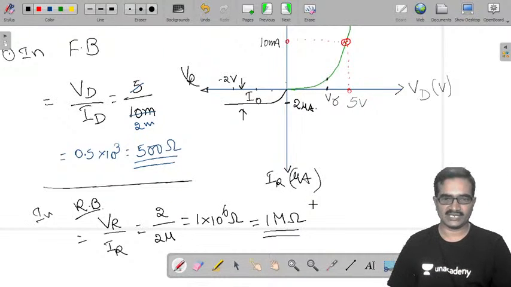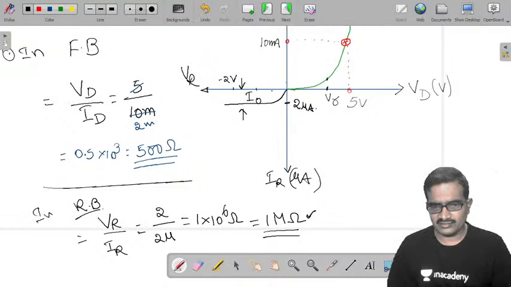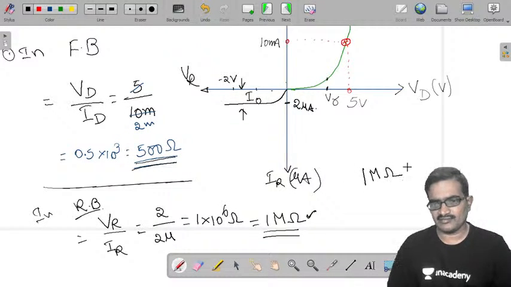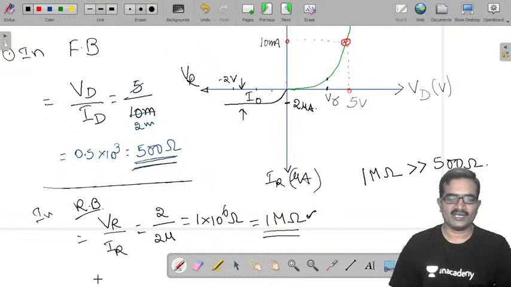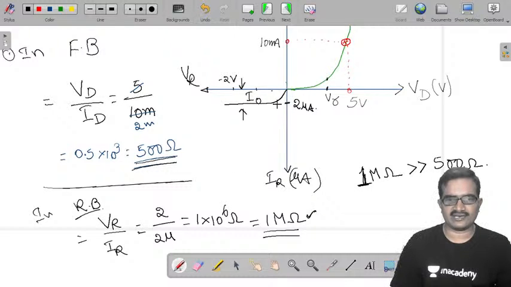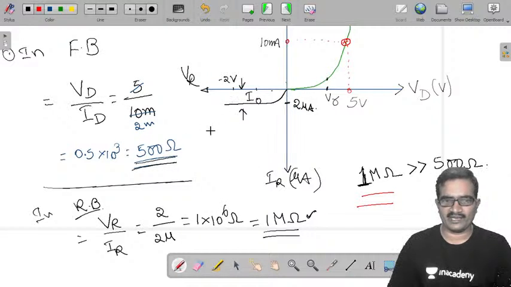Compared to 1 mega ohm, this forward value is very low. So 1 mega ohm is much greater than 500 ohms. It means in this region, reverse bias, because of high resistance, you can say the diode is operating as an open switch.